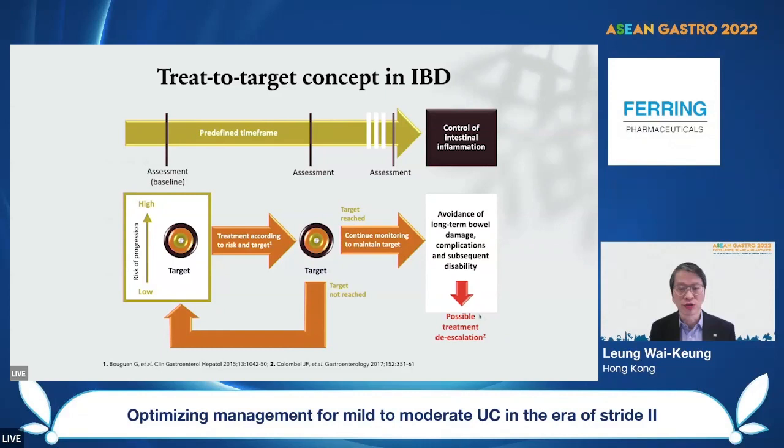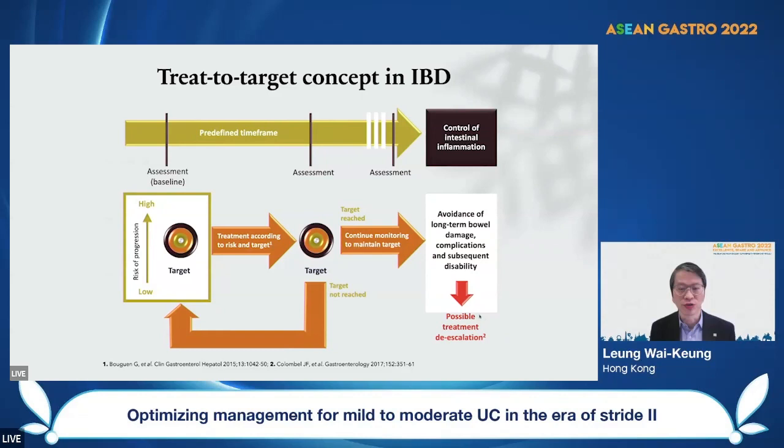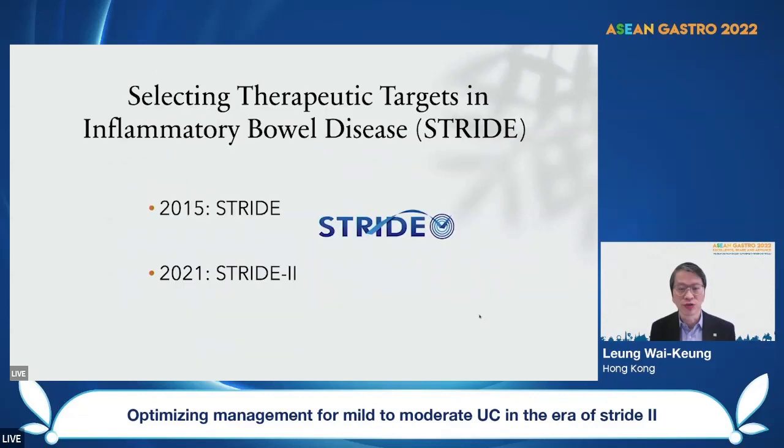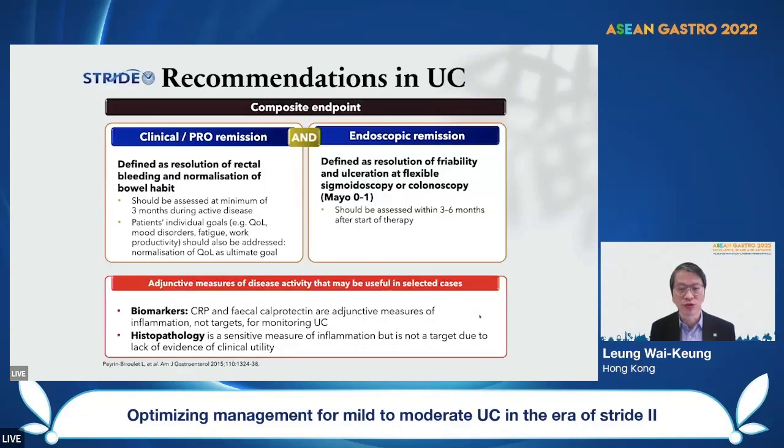So we need to identify the target, and if the target is reached, we probably continue treatment or even consider de-escalation of treatment. But if the target is not reached, then we may have to go back and consider escalating treatment to achieve that target again. The good thing about targets is that the IOIBD has issued 2 guidelines on what is the best target in managing IBD. In 2015, they published the STRIDE guidelines, and last year, they updated the guidelines with the STRIDE 2 recommendations. So what are the STRIDE recommendations in managing UC?